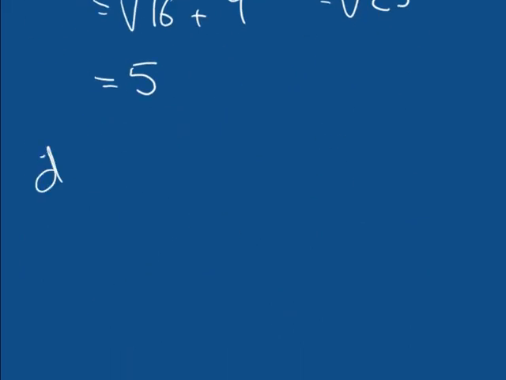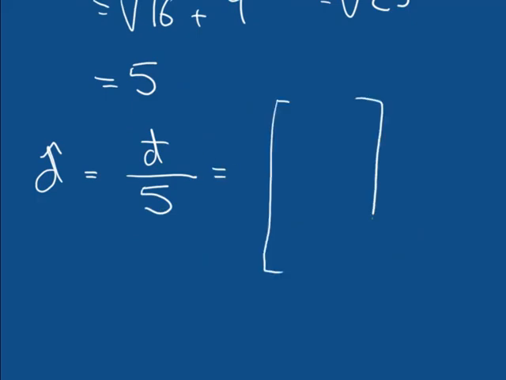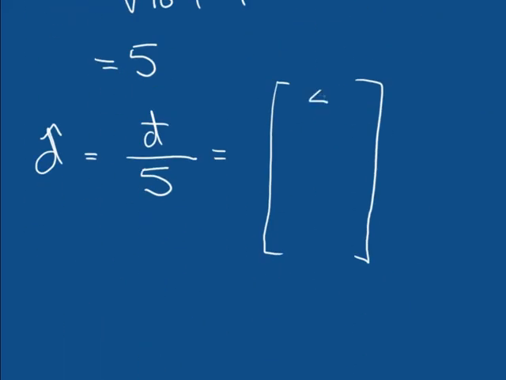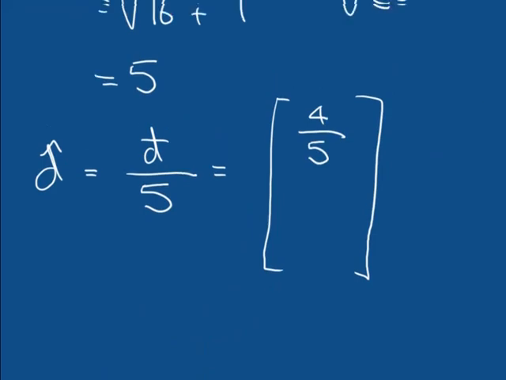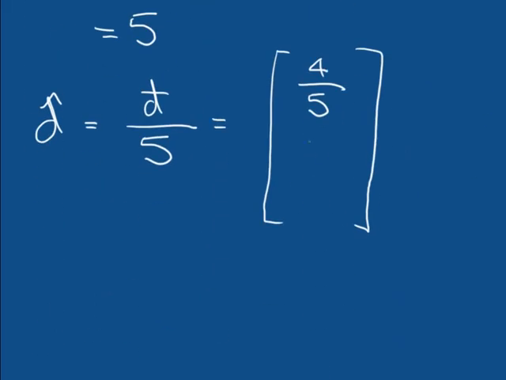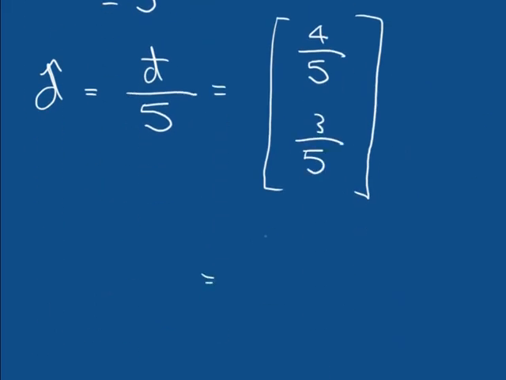So d hat is equal to d divided by 5, which is equal to, if you recall, we take each component of the original vector and we divide each component by 5. So our x component is 4. So we need to take 4 divided by 5 to give us the new x component. Our y component is 3. So we need to take 3 divided by 5 as our new y component. Now if we were to write this in decimal form, we'll see that 4/5 is 0.8 and 3/5 is 0.6.